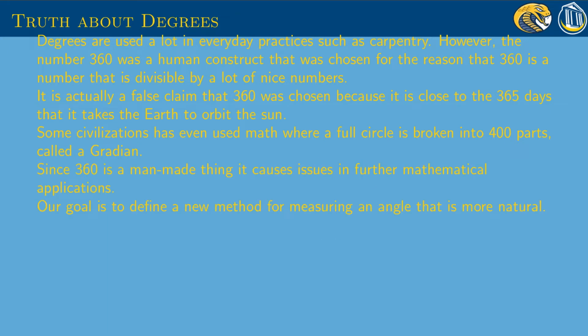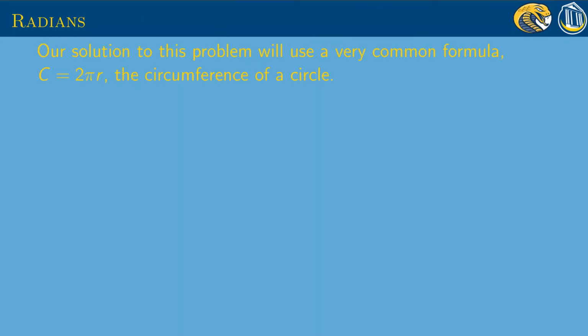Instead, we're going to focus on defining a way of measuring angles that isn't arbitrary and has direct applications within mathematics. That measure is called the radian, and it starts with the definition of the circumference of a circle. We know that the circumference of a circle is 2 times pi times whatever the radius of the circle is. This will give us the distance all the way around the circle.